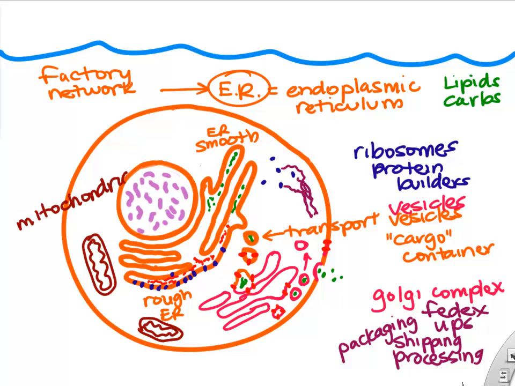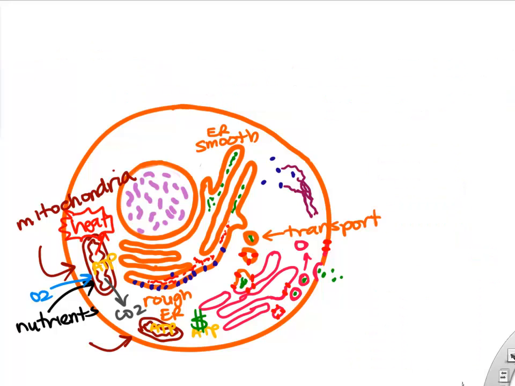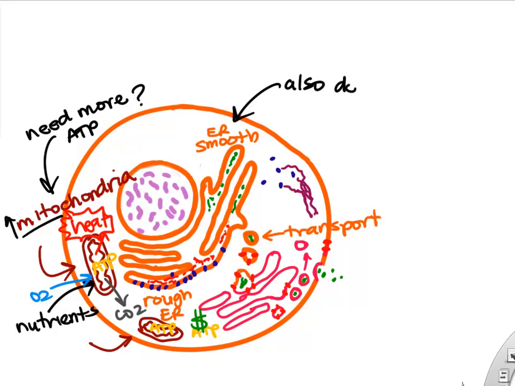Another famous organelle is the mitochondria. Plural is mitochondria, singular is mitochondrion. Those are famous for making ATP, which we're going to talk lots about. You need nutrients and oxygen for those mitochondria to be able to make ATP, which is sort of like cash energy for the cell. If you ever need more ATP, you'll probably need more mitochondria.